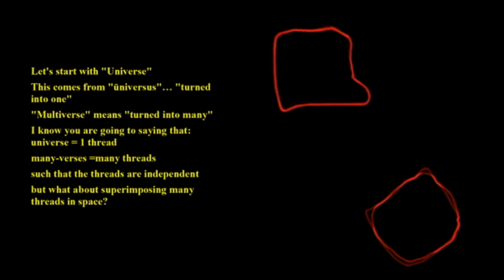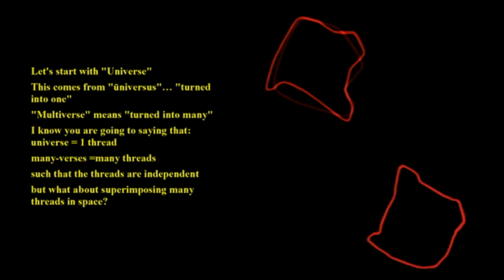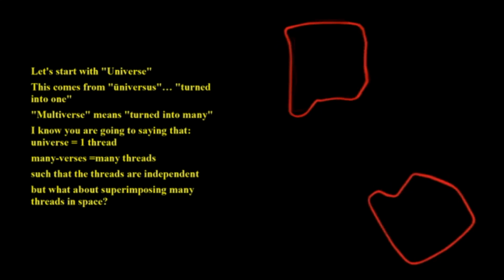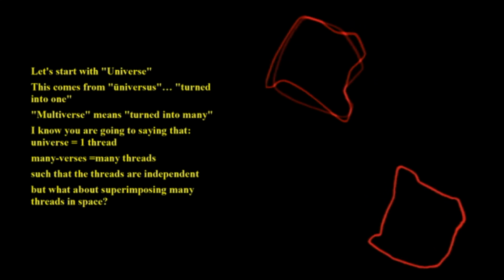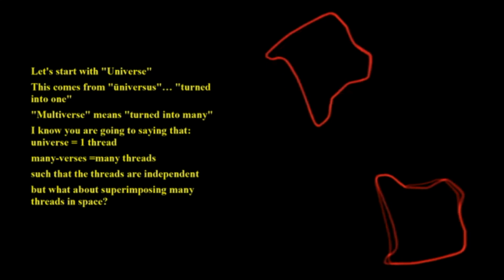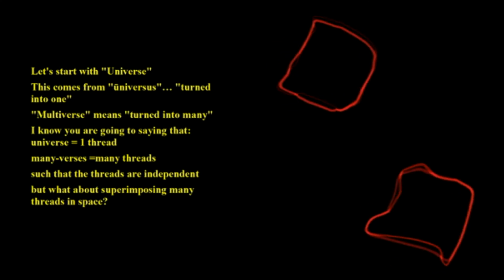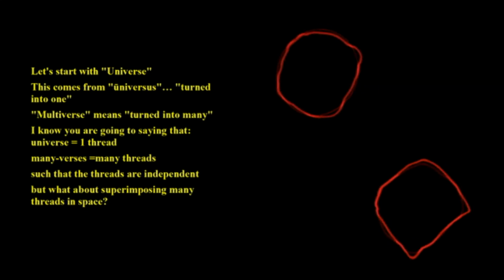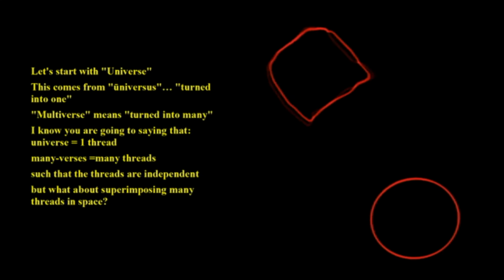He says, let's start with universe. Okay, this comes from universes. Okay, we don't care about the etymology. But he says it means turned into one. Okay, so universe means one, essentially, uni, okay? And multiverse means more than one, turned into many. Okay, essentially that's his reasoning. Okay, so far so good. So we're saying universe is one, multiverse means many, okay, many universes.